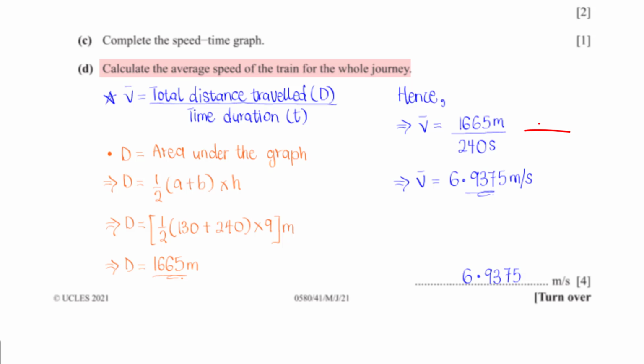And so the average speed of the train for the whole journey is equal to 1665 meters divided by 240 seconds. And when we type this into the calculator, we get an average speed of 6.9375 meters per second.